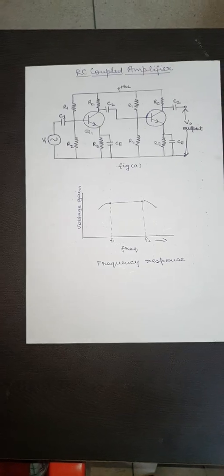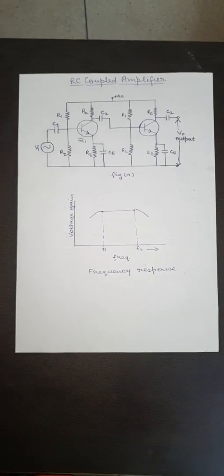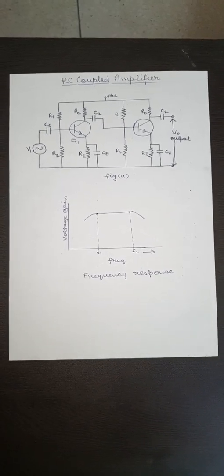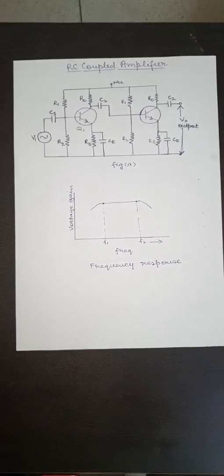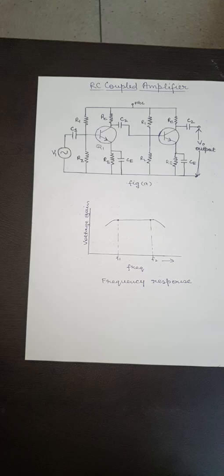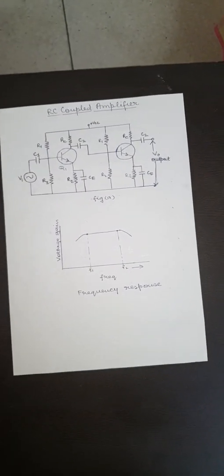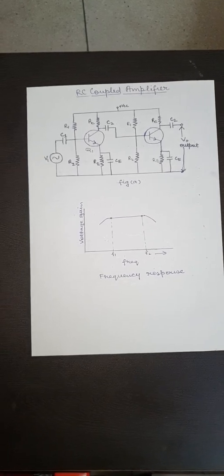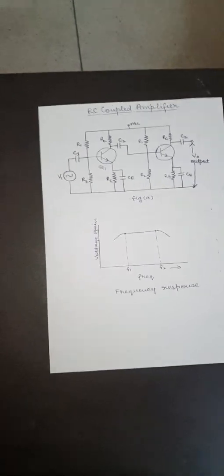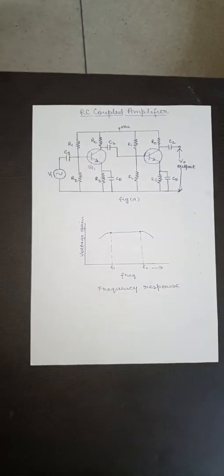The capacitor CE offers a low reactance to the amplified AC signal. Therefore, the resistance RE gets bypassed through CE for only AC signals. Because a capacitor acts as an open circuit for DC voltage, it does not bypass RE for DC conditions. Again, the transistor biasing condition remains unchanged due to the presence of the CE capacitor.